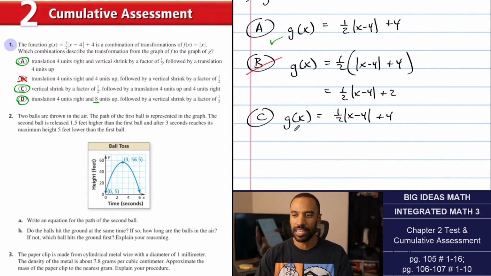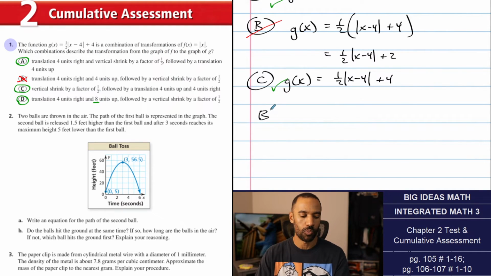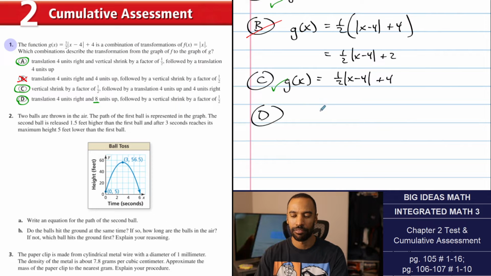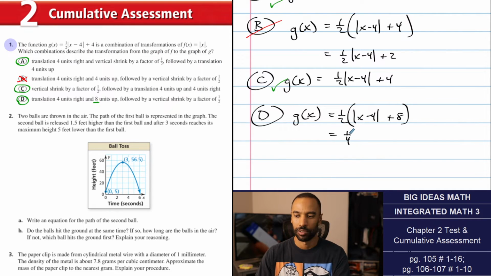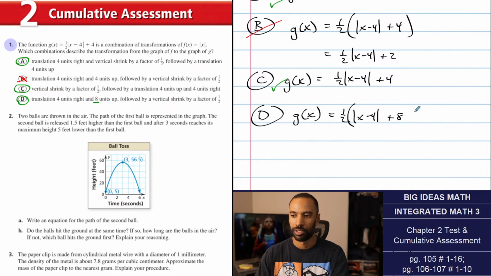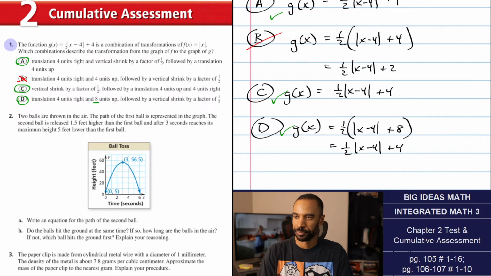So C works. D is like B, but instead it says 8 units up, and the thing is, we get to take half of 8. So this one says go 4 units right, 8 units up, and then shrink by a factor of 1/2. 1/2 times 8 is 4. What did I just do? No! 1/2 times 8 is 4. So D works. All right, that's my quick version explanation of that, writing those things all out.